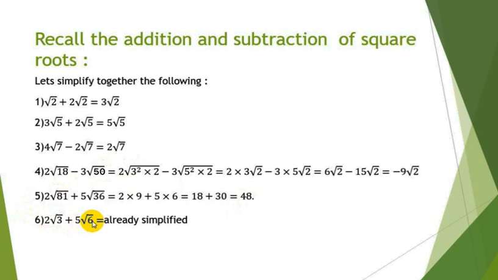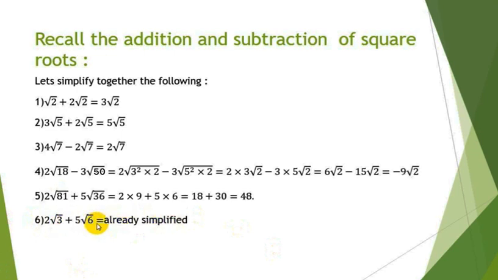Now part 6, we have 2 radical 3 plus 5 radical 6. We notice that they are different radicals and we must simplify them. 3 cannot be simplified and 6 cannot be simplified also. And we have a rule that 2 radicals cannot be added unless they are the same. Then we have radical 3 plus radical 6. They cannot be added, so this part is already simplified.